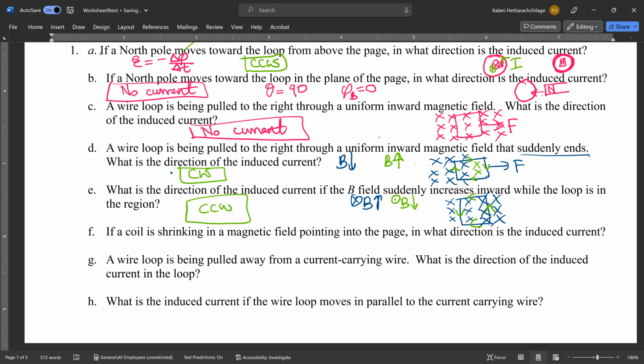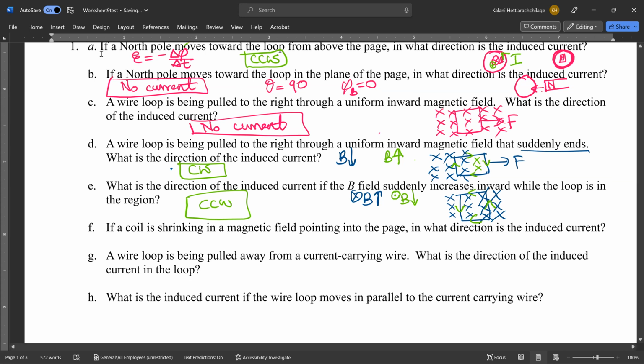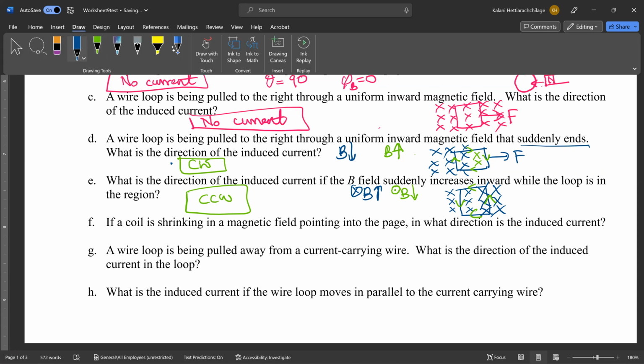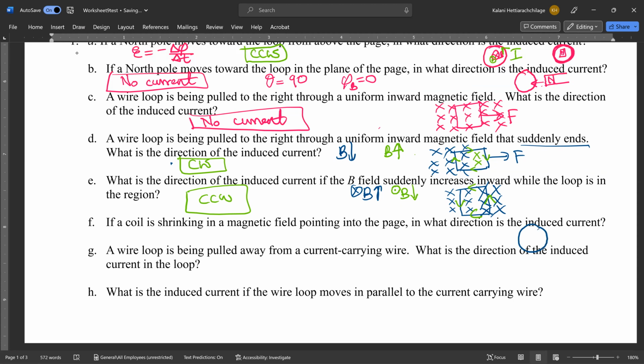Okay, let's move into the next part. If the coil is shrinking in a magnetic field pointing into the page, what is the direction of the induced current? Let's use the blue color. You have a coil, or a loop, that has the magnetic field pointing into the page like this.